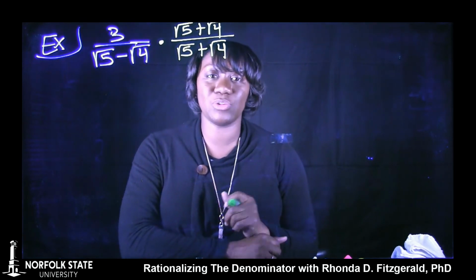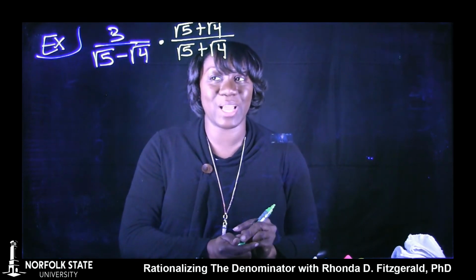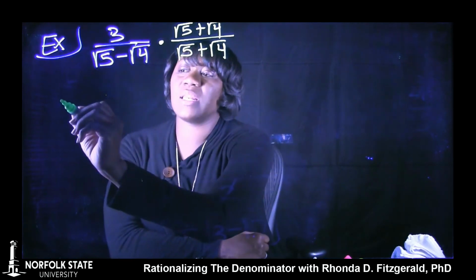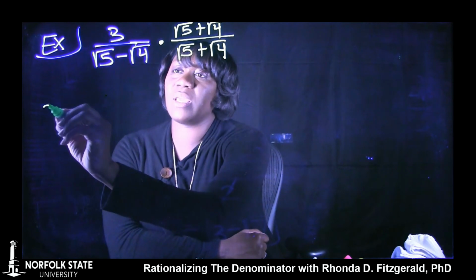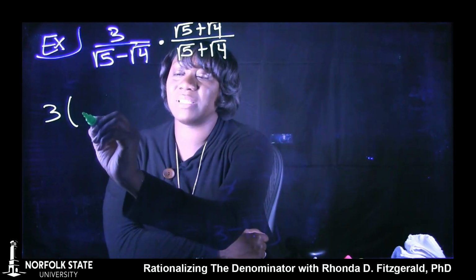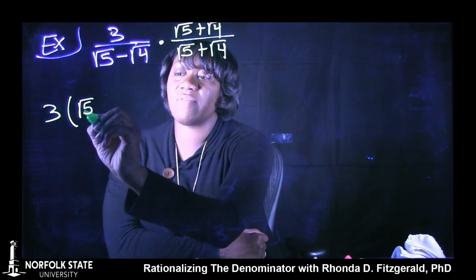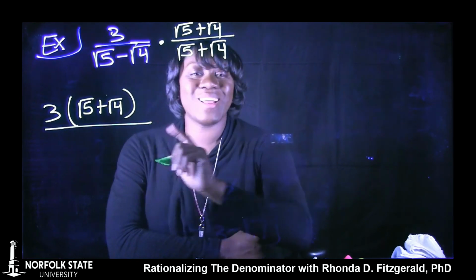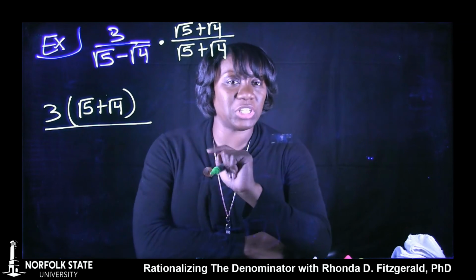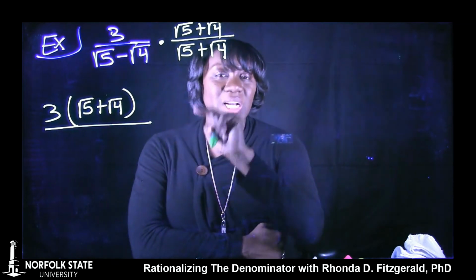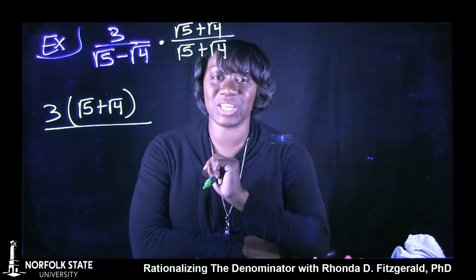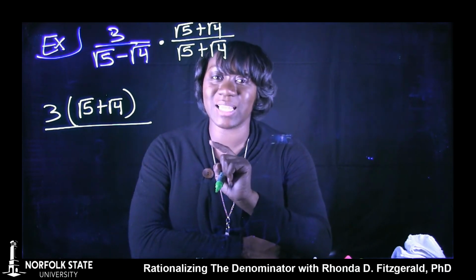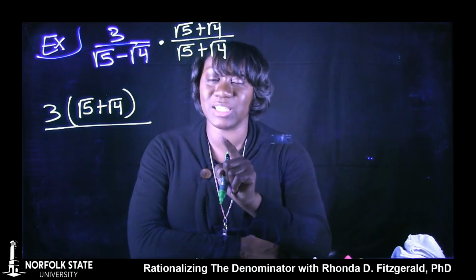Now we have to just do our simple algebra by multiplying across. And when we multiply across, we end up with 3 times the square root of 5 plus the square root of 4, all over... Now let's use our quick strategy here. Remember, because we're multiplying conjugates, we can end up with the first thing squared minus the second thing squared. So what does that look like in this situation?